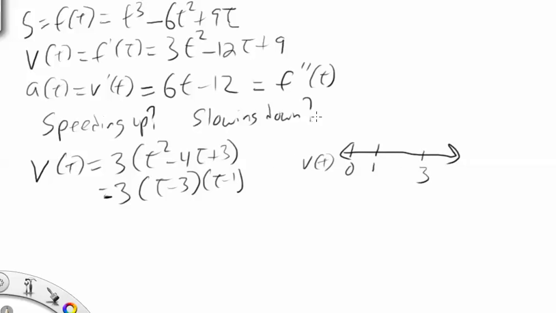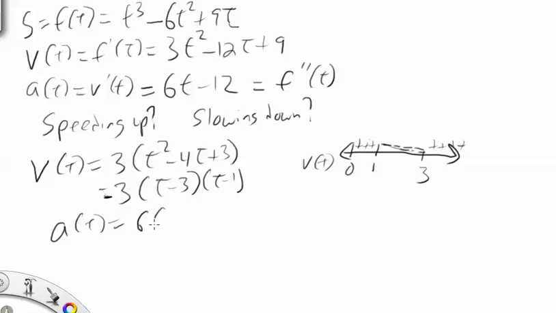keeps going. So if I check in between 0 and 1, like a half, we have a positive, negative, negative, which is positive. So I know that my particle is moving to the right between 0 and 1. If I check at t equals 2, I'm positive, negative, positive, which is negative. And then, of course, after 3, everything's positive. So I now know my particle is moving to the right, to the left, to the right. Awesome. That's helpful.